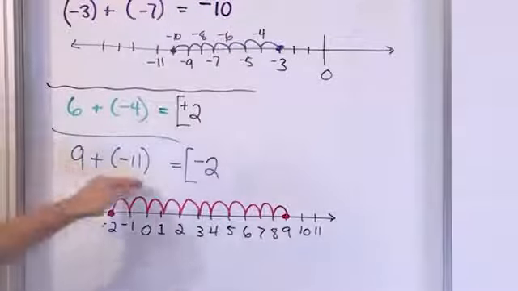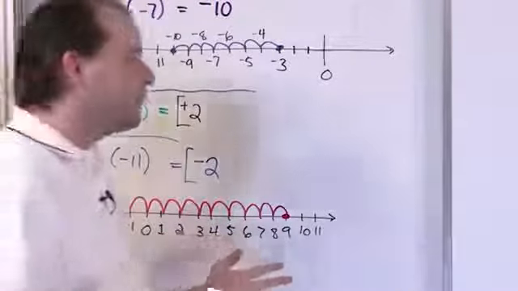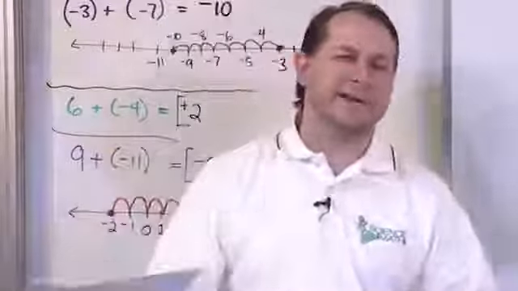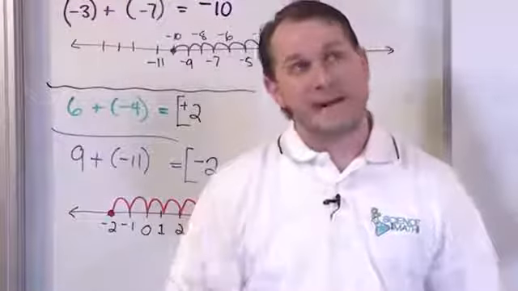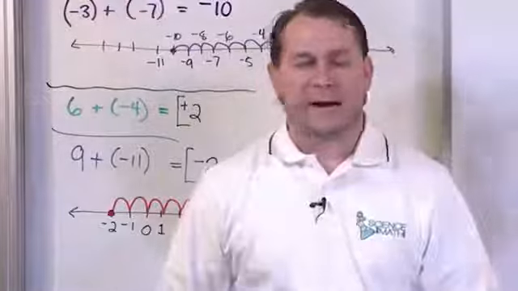So you see, you could draw a number line here for every problem, but it gets cumbersome after a while. What if I gave you, you know, negative 154 plus negative 3 or negative 25?